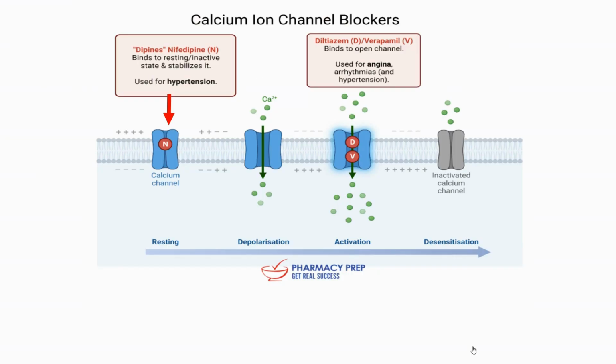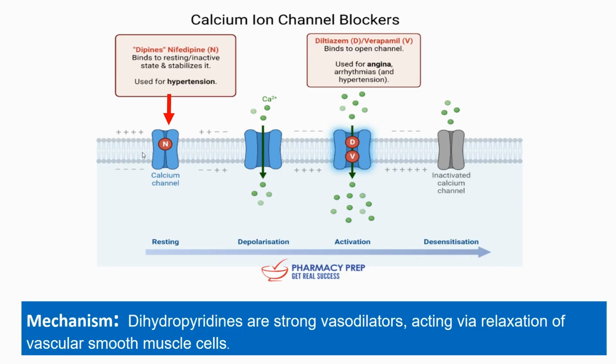So here, these are the sites where dipines bind to the resting inactive state and stabilize the calcium ion channel. As a result, the channel will not be open for any calcium entry into the cell. So by blocking the calcium ion channel, dihydropyridines work like strong vasodilators, acting via relaxation of vascular smooth muscle cells, and that helps in lowering blood pressure.